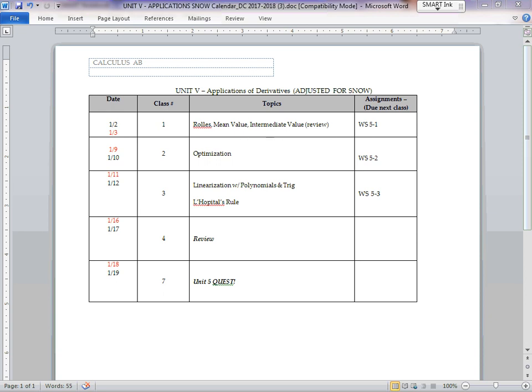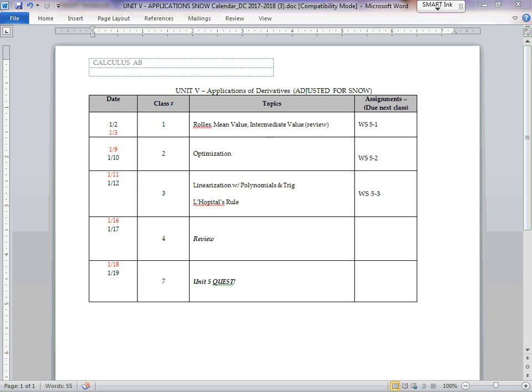So we will do related rates. I love related rates, but it just won't be on this unit. That was good. I love that. It's so good. So then we'll learn related rates.